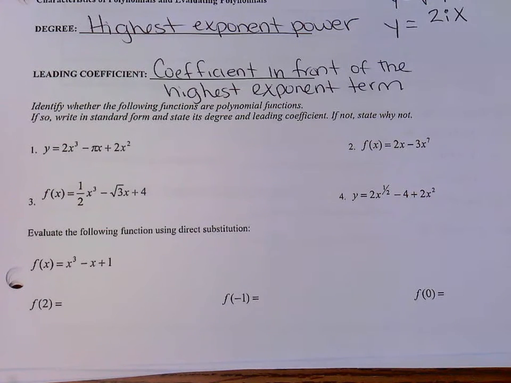So 3 out of the 4 of them are yeses. They have real numbers as their coefficient, and they have whole exponents. So there's only one of these 4 that is a no. So the other 3 are yeses. Even though there's something funky about each of them, they still are polynomial functions.